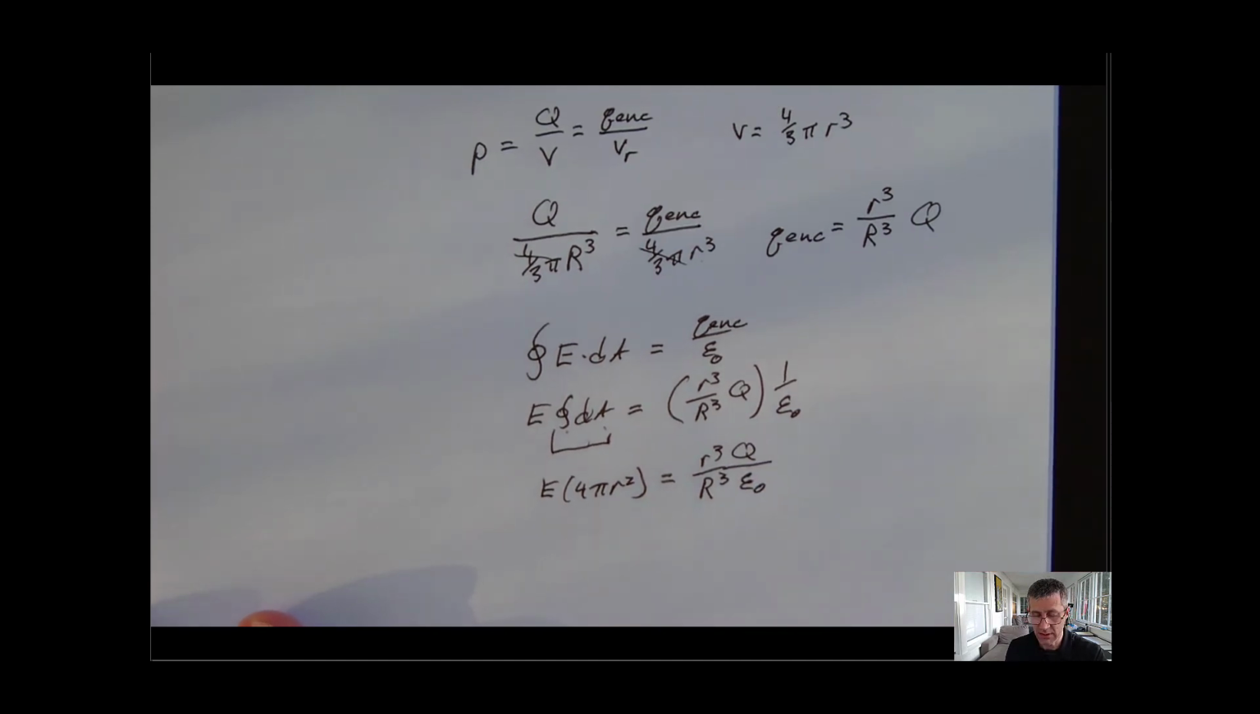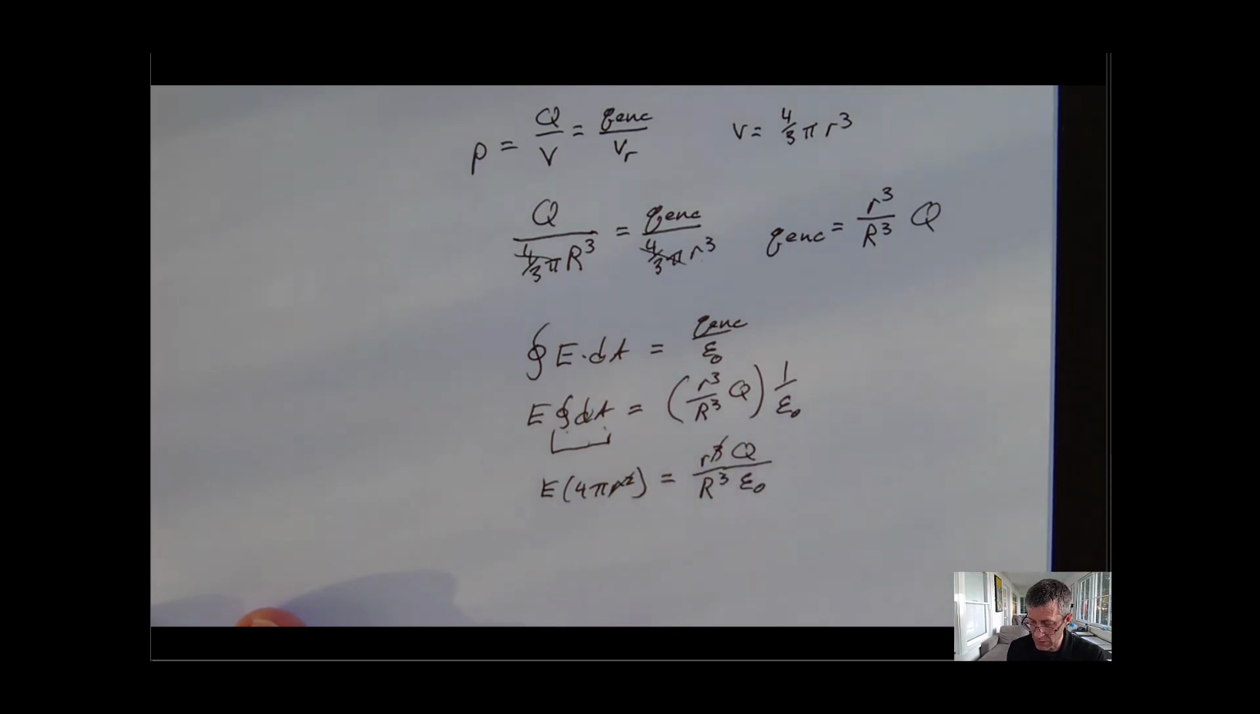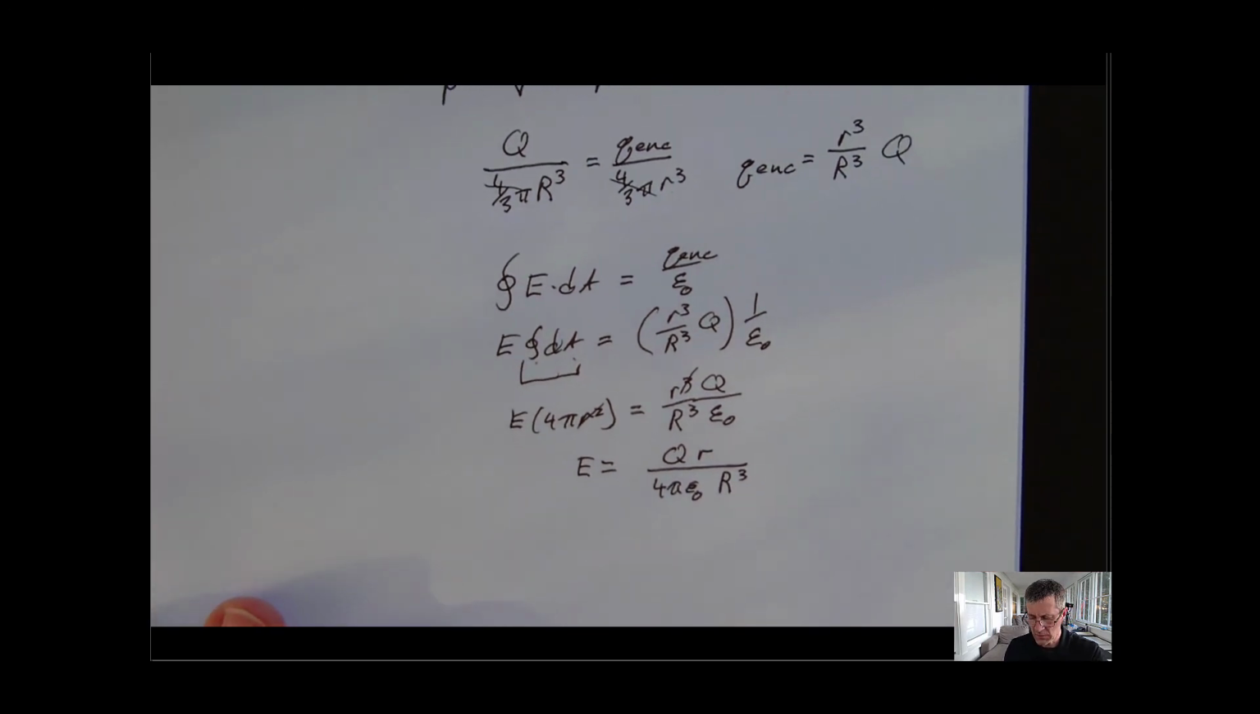And now I try to make some sense out of this, right? What's going to happen is these lowercase r squared will take away 2 of those, and I'll rearrange this to get an equation for my electric field, which is Q times r divided by 4 pi epsilon naught times capital R cubed. So think about how this changes. Remember, capital R is a constant, Q is a constant, epsilon naught is a constant. The only thing that's changing here is r.